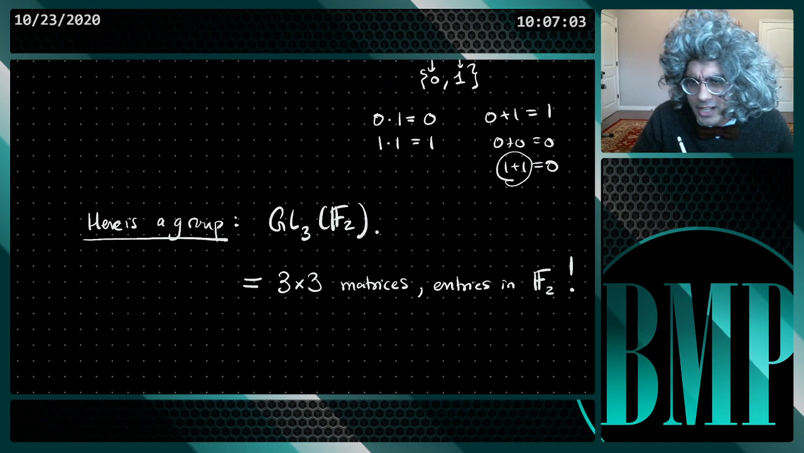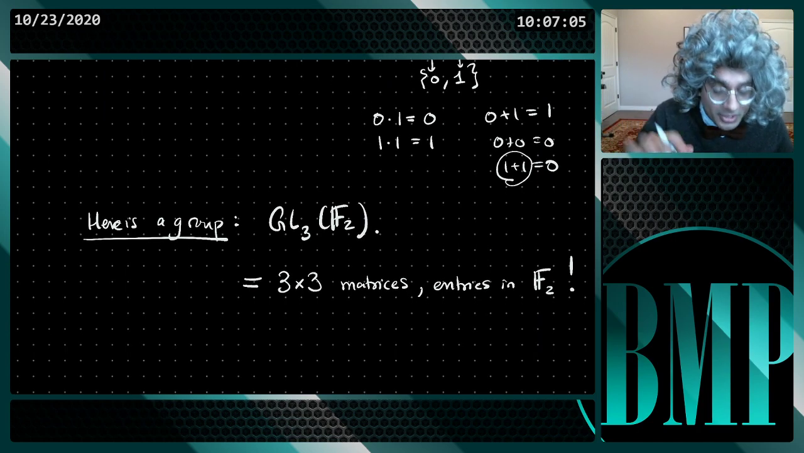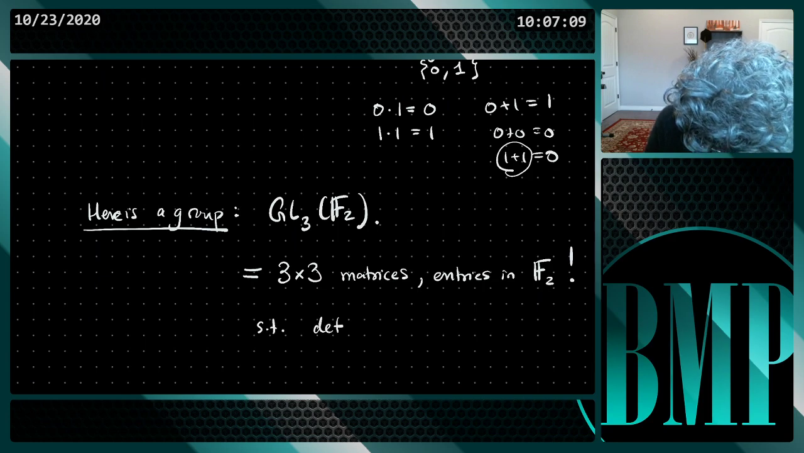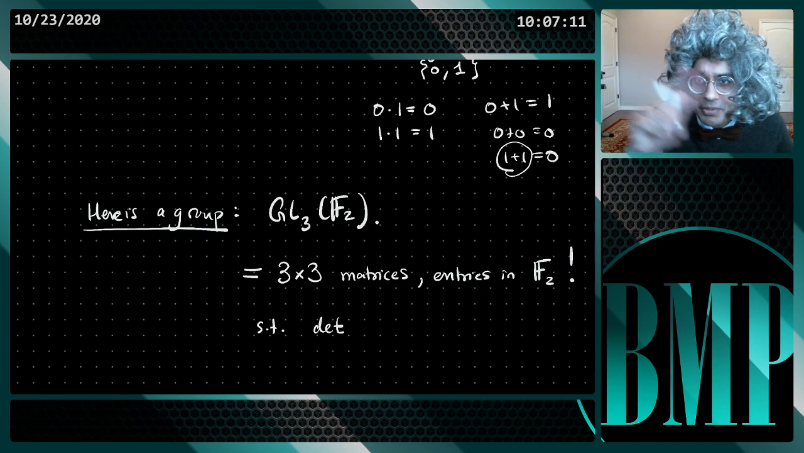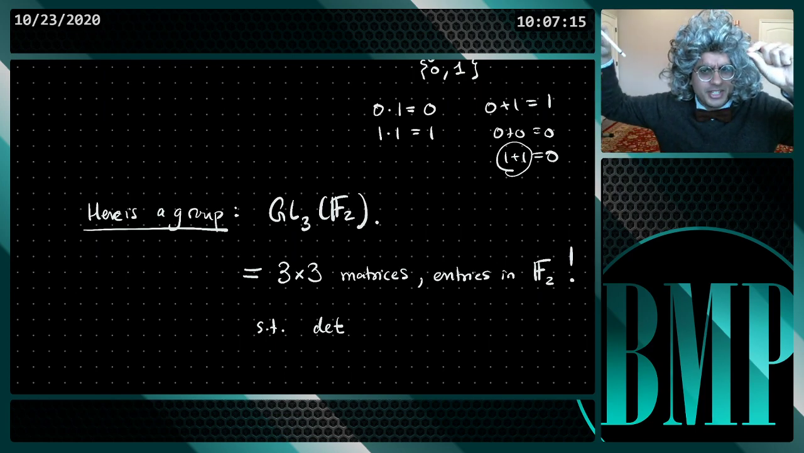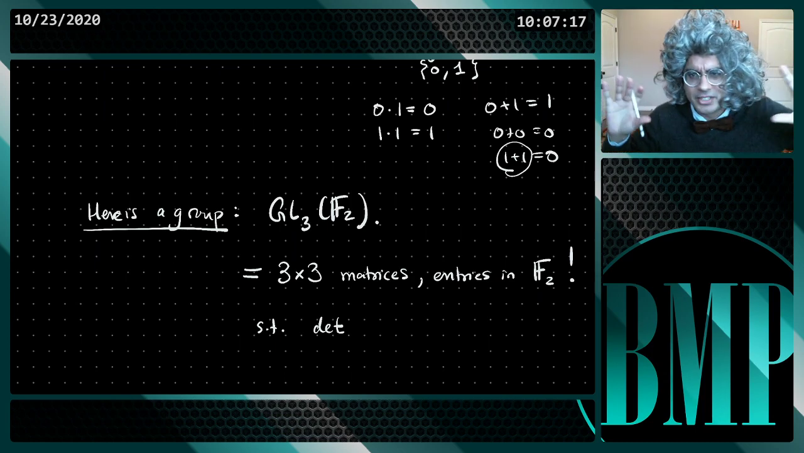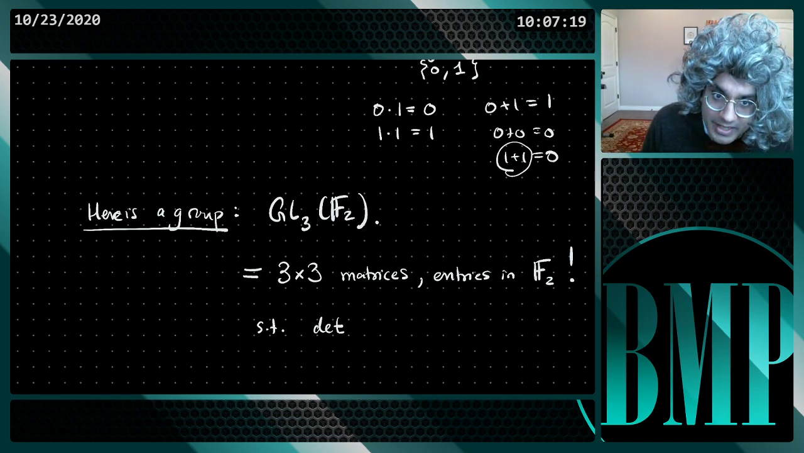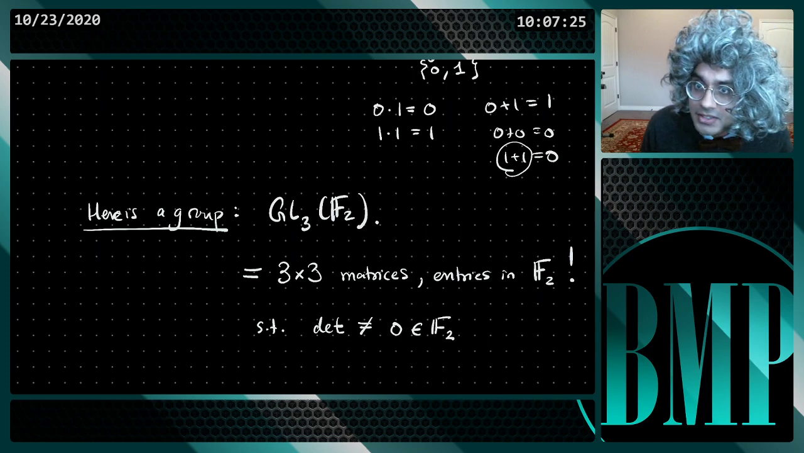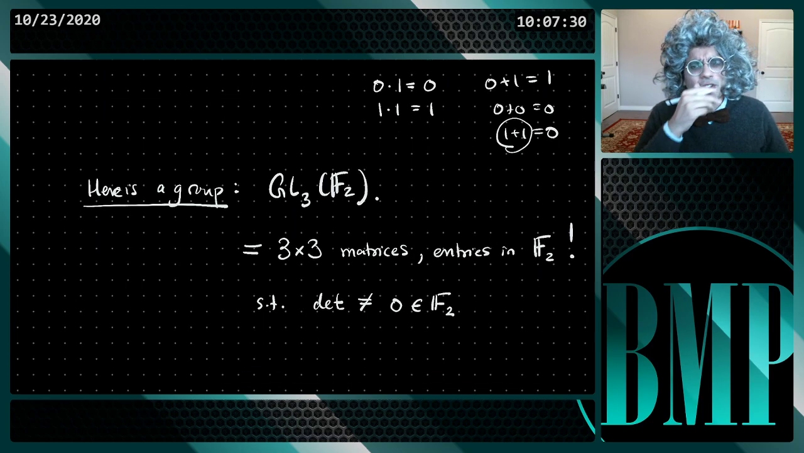Okay? Look, I'll show you an element, but not all of them. Not all of them. Such that the determinant, which you compute just by the same method, you know, expansion along a row, whatever method you have, such that the determinant is not 0. 0 meaning 0 in this bizarre number system. Okay? Let me show you an example.